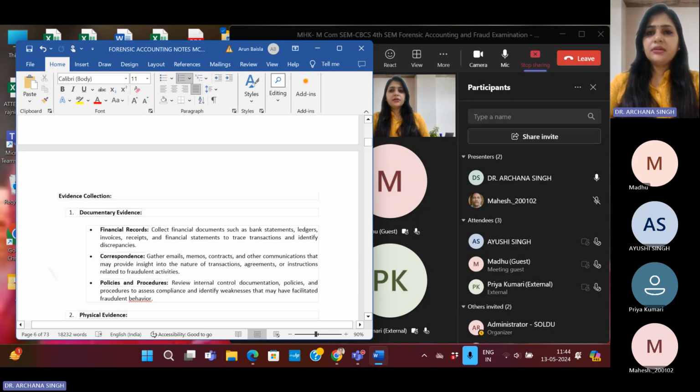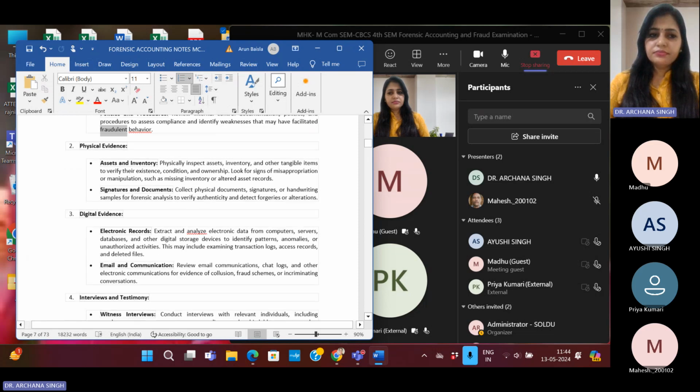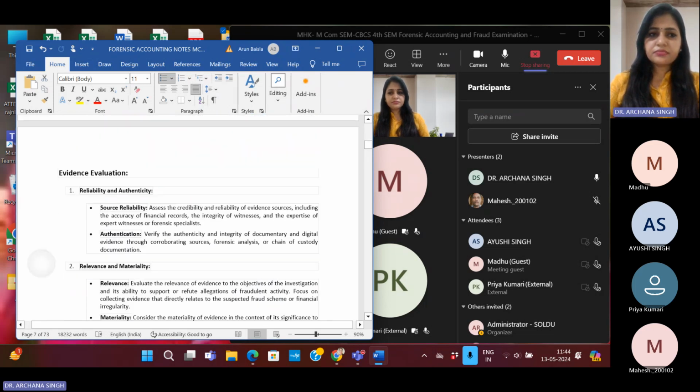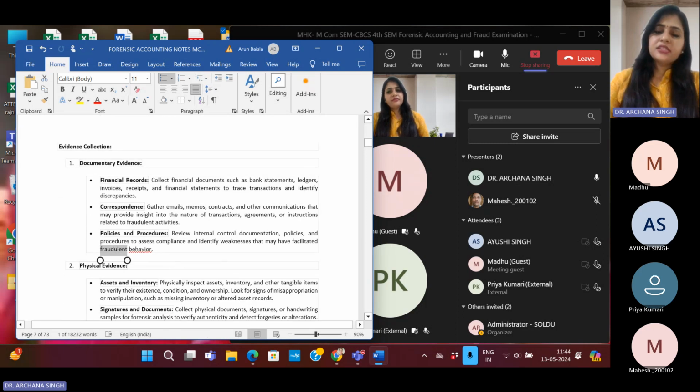First is documentary evidence. When you talk about evidence, it is divided into three to four phases. First is documentary evidence, which is whatever evidence the auditor or forensic accountant collects in the form of documents, which includes financial records. Financial records include bank statements, ledgers, invoices, receipts, and financial statements, so that they can trace the transactions and identify the discrepancies.